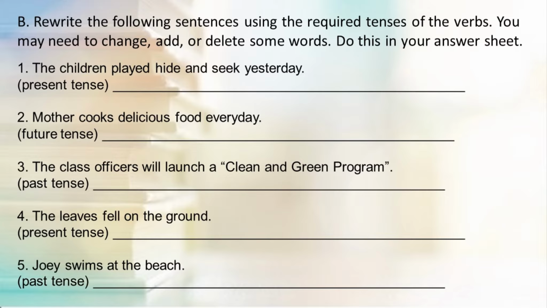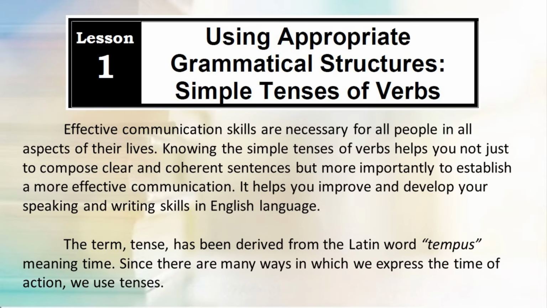Future tense. 3. The class officers will launch a clean and green program. Past tense. 4. The leaves fell on the ground. Present tense. 5. Joey swims at the beach. Past tense.